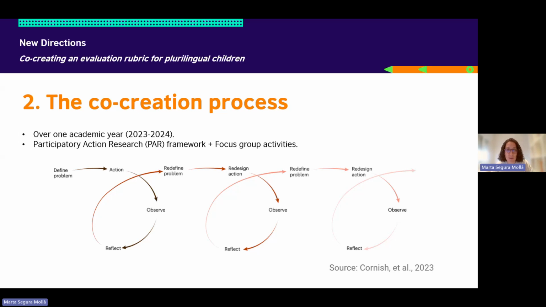So we start by defining a problem, which is the first meeting that Janine had with the school head teacher. And then after defining this problem, there's an action that is designed and implemented to kind of work through the problem. And this is followed up by an observation session, or that happens at the same time. And then there's a reflection process that allows us to redefine the problem and move on to the second loop of redesigning the action, implementing it, observing, reflecting, and then next loop until we are happy with the result.